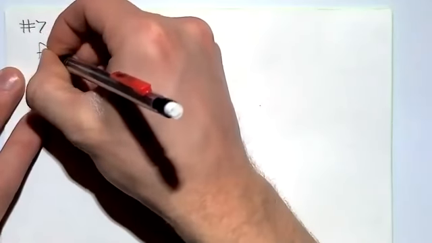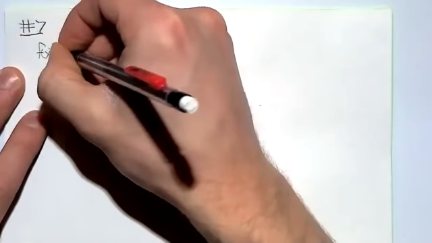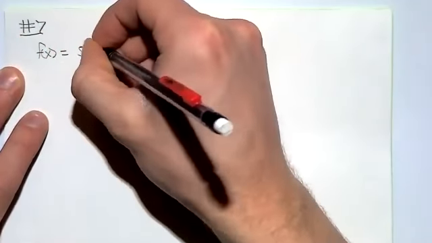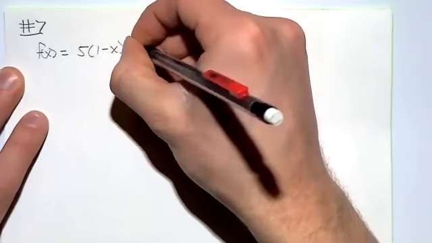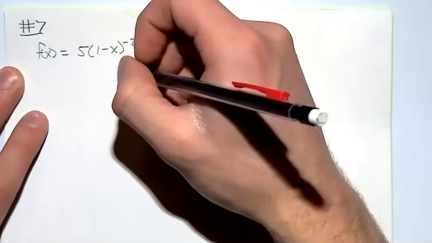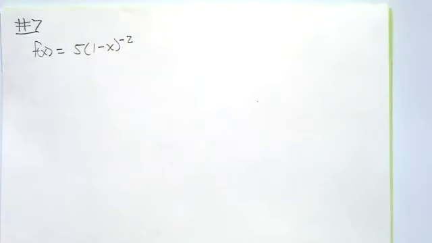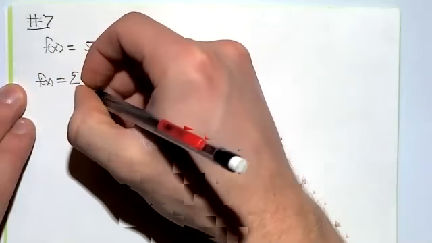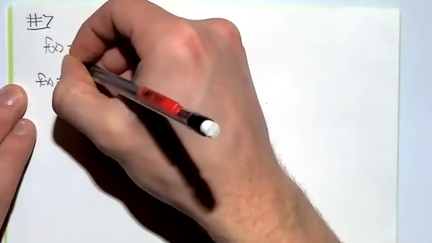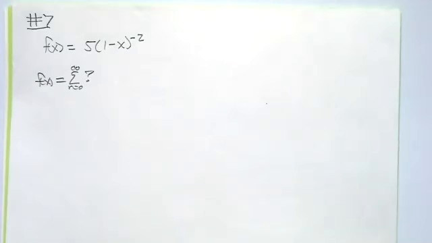So our function f of x equals 5 times quantity of 1 minus x to the negative 2. And essentially, it just wants us to then find f of x equals the summation from n equals 0 to infinity of what? Okay. And then it's going to also want us to find our radius of convergence. We'll work on that right after.